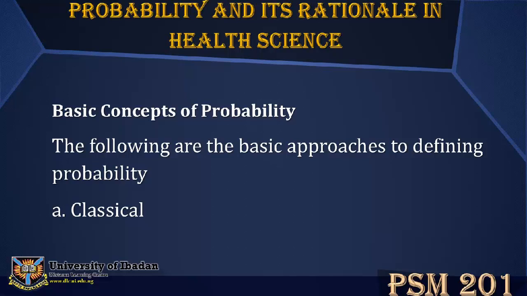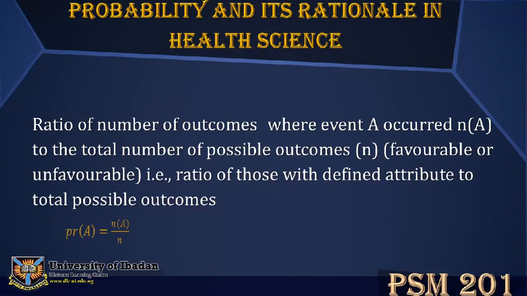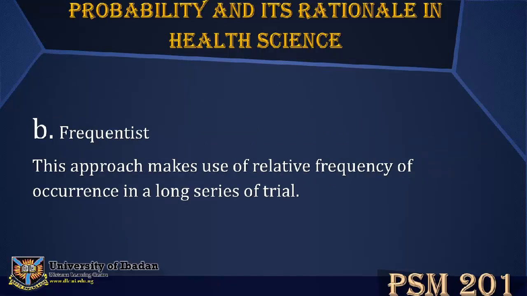Basic concept of probability. The following are the basic approaches to defining probability. A. Classical. Ratio of the number of outcomes where event A occurred, N(A), to the total number of possible outcomes, N, favorable or unfavorable. That is, the ratio of those with the defined attribute to the total possible outcomes. Pr(A) is equal to N(A) over N.